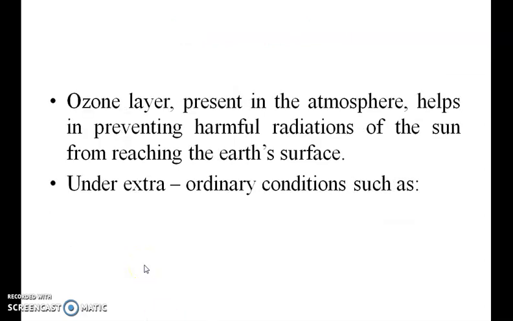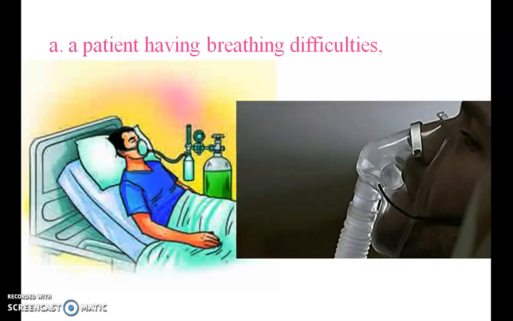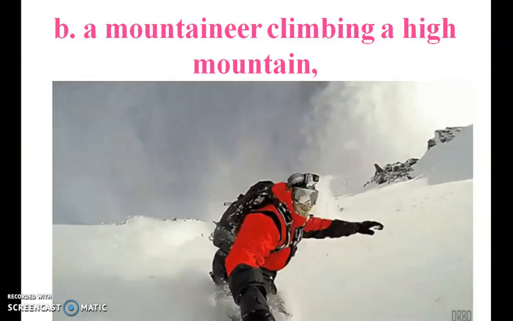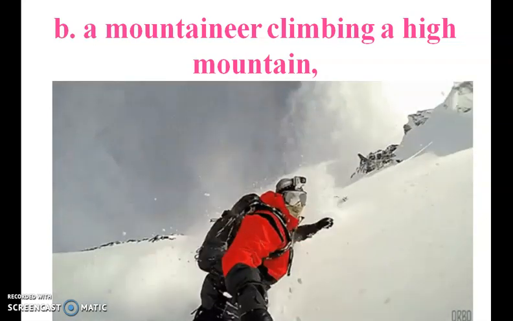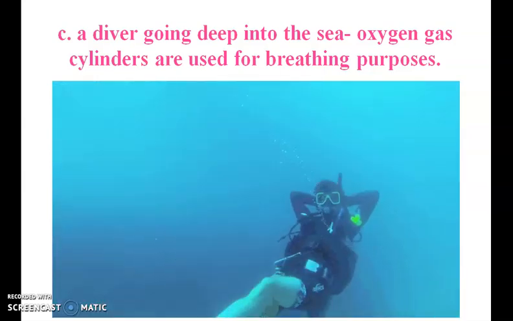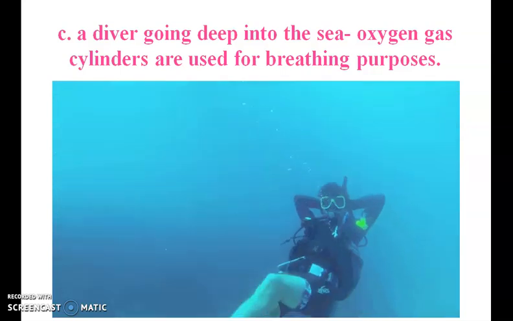The ozone layer present in the atmosphere helps in preventing harmful radiation of the sun from reaching the earth's surface. Under extraordinary conditions, such as a patient having breathing difficulty, oxygen is used. A mountaineer climbing a high mountain requires oxygen. A diver going deep into the sea uses an oxygen gas cylinder for breathing.